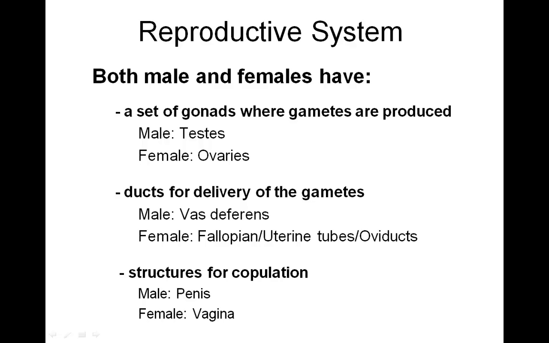Both male and females have a set of gonads where gametes are produced. In the male, the testes; in the female, ovaries. Both male and females have ducts for delivery of gametes. In the male, the vas deferens; in the female, the fallopian or uterine tubes, also known as oviducts. And both male and females have structures for copulation, that is, sexual intercourse. In the male, the penis; female, vagina.